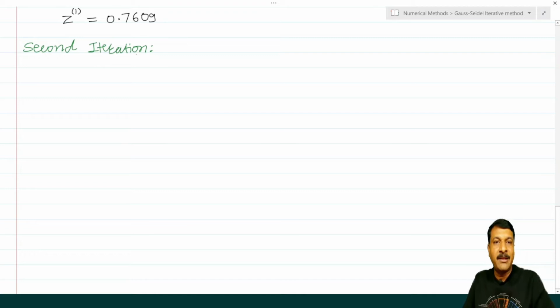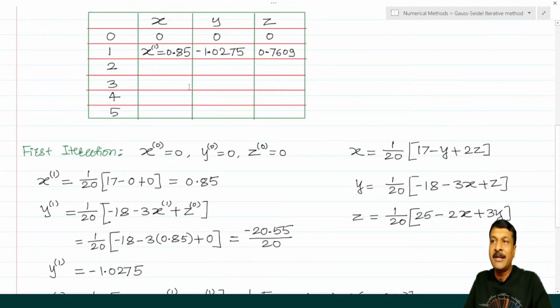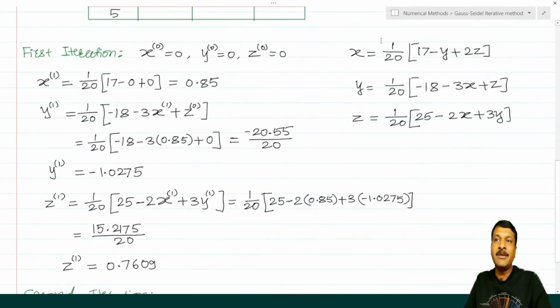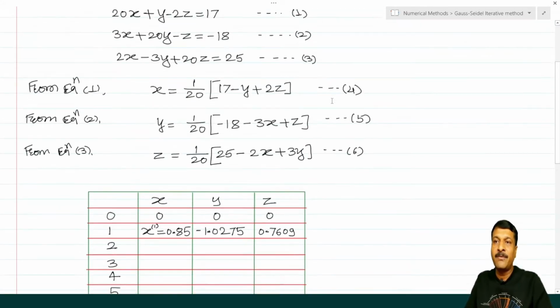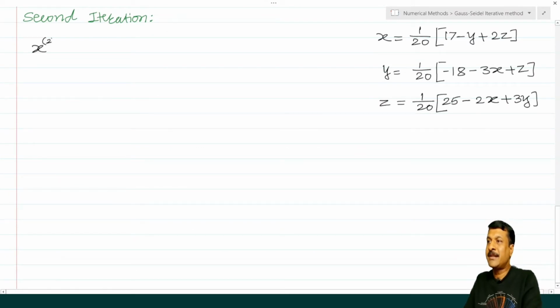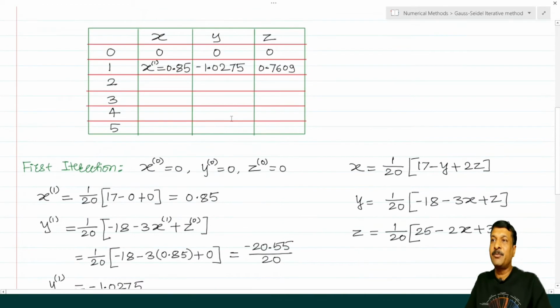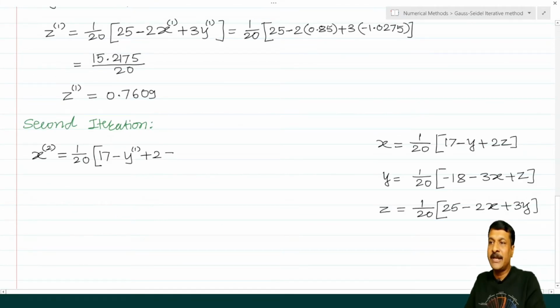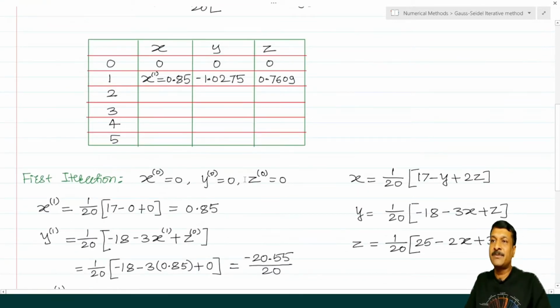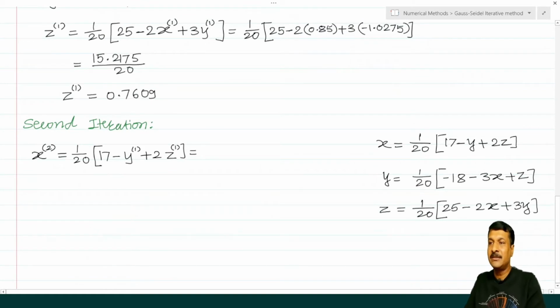By this table, you need not write again the recent values of x1, x2, x3 or here x, y, z. You can see the table and here you can decide which is the recent one. So again the values of x, y, z you take from equation 4, 5, 6. Now x at second position, that is equal to 1 by 20 in bracket 17 minus y, which is a recent y. Now you can see here the position, first position, plus 2z, which is at first position, which we know means recent value of z, first position. So substitute these values here and by calculator you will get the value of x at second position.